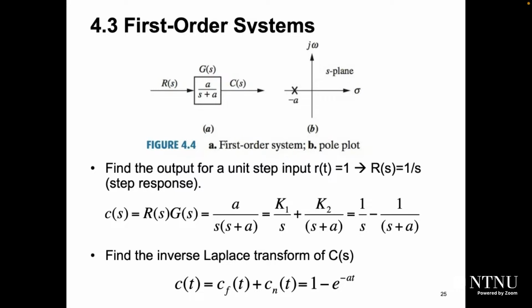We are still in chapter 4, which is time response. In this part, we need to talk about first order systems. As I told you, we will divide systems into first order and second order, because all higher order systems can be approximated as a second order.